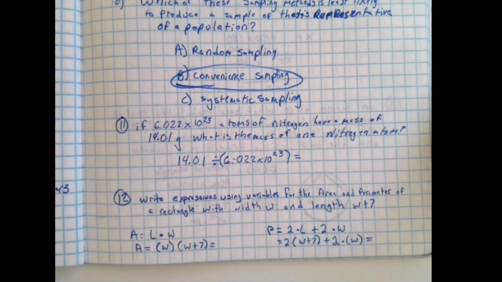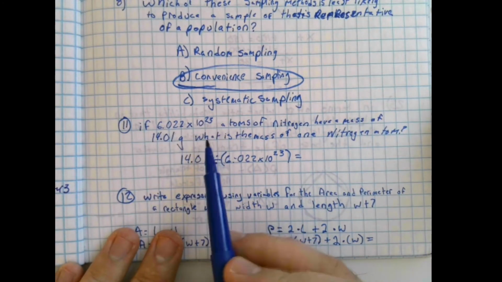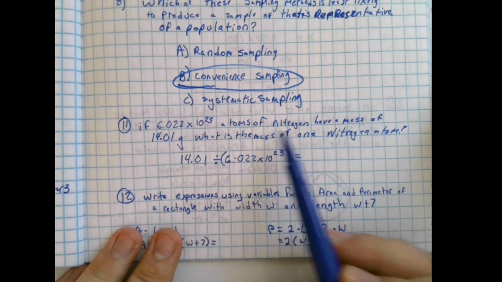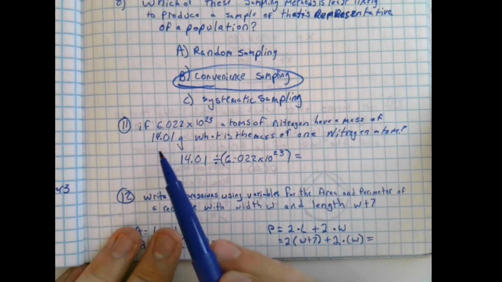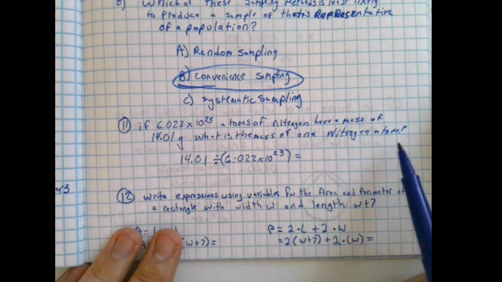Now, question 11 is a question which you're allowed to use a calculator on. Now, question 11 says, if 6.022 times 10 to the 23rd, Avogadro's number, atoms of nitrogen have a mass of 14.01 grams, what is the mass of one nitrogen atom?